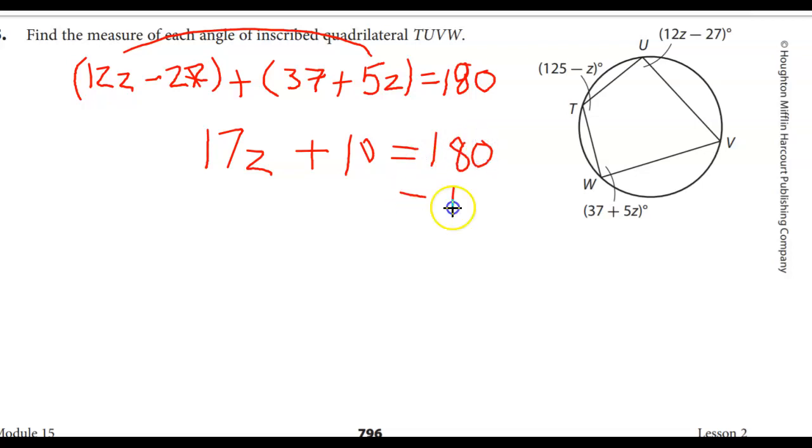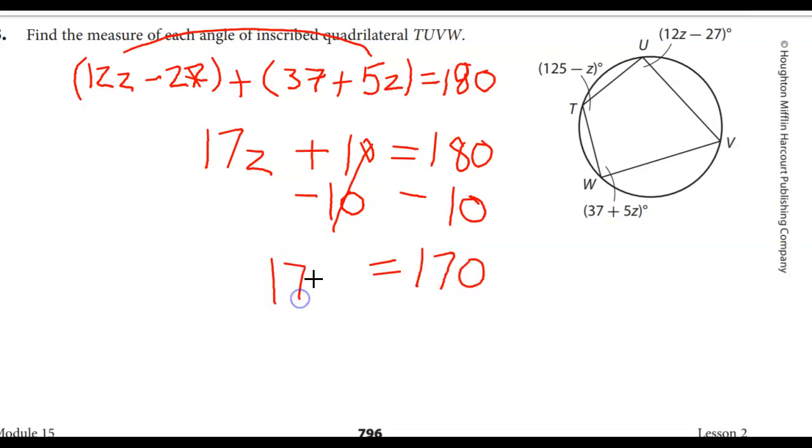I'm going to subtract 10. It cancels out and gives me 170. I still have 17z right here, so I'm going to divide this by 17. Then z equals 10.